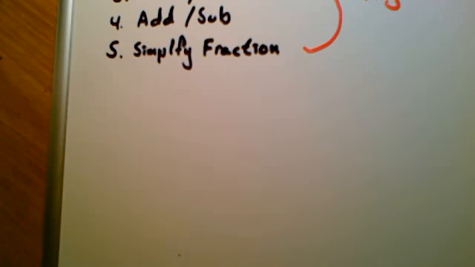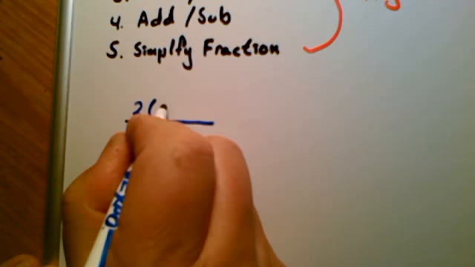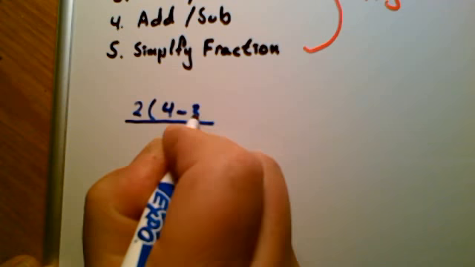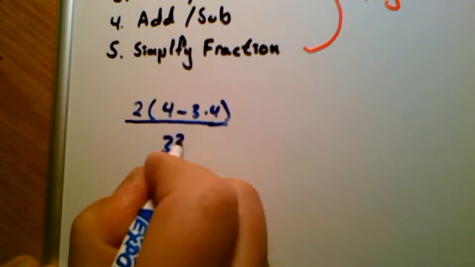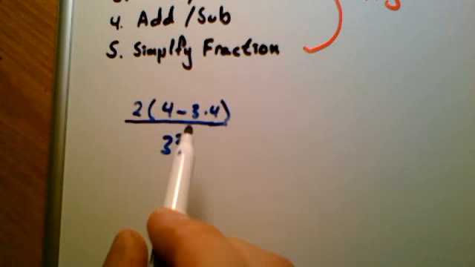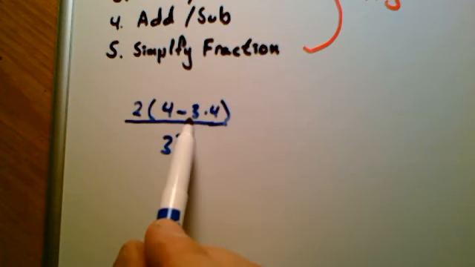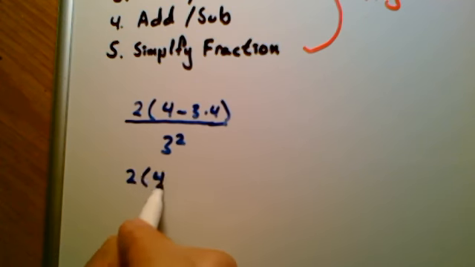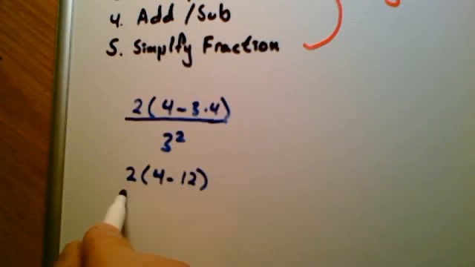And this problem is a fraction. So one large fraction, and I'm going to write on top 2 times the parentheses 4 minus 3 times 4, and I'm going to close the parentheses, over 3 squared. Okay, so we'll do the parentheses first, and you notice inside the parentheses we have to follow the order of operations. So we have to do our multiplication first. So we have 2 times the parentheses 4 minus 12, over 3 squared.